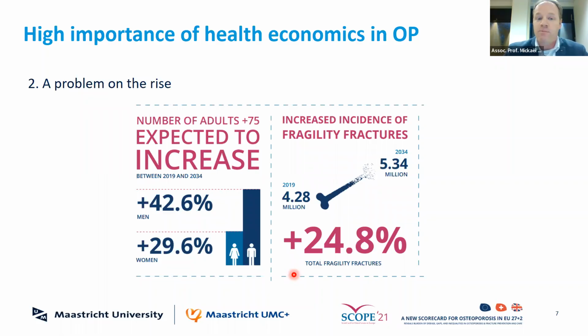Furthermore, osteoporosis is a problem on the rise. In the same Scope 21 project, the number of adults over 75 years is expected to increase by more than 40% in men and by about 30% in women, leading to a substantial increase in the number of fragility fractures. It is estimated to increase by about 25% in the next 15 years. And the increasing incidence of fragility fractures is even higher in non-European countries. For example, in Asian countries or in other parts of the world, the incidence is really increasing. With this increasing burden, we really need to efficiently allocate scarce resources.